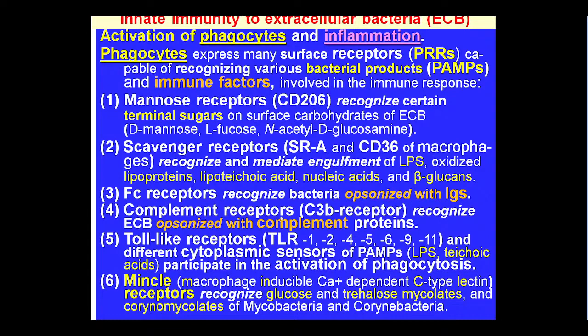Fourth, complement receptors, C3b receptors, recognize bacteria opsonized by the C3b portion of the complement. Then toll-like receptors of different types, toll-like receptor 1, 2, 3, and many others. They are important membrane-associated receptors recognizing patterns of microbes. And Mincle receptors, translated as the macrophage-inducible calcium-dependent C-type lectin. Mincle receptors recognize pathogen-associated molecular patterns, some carbohydrates of mycobacteria and corynebacteria.